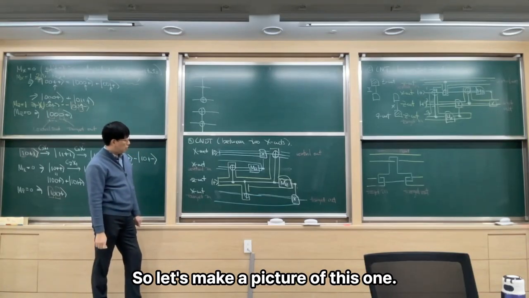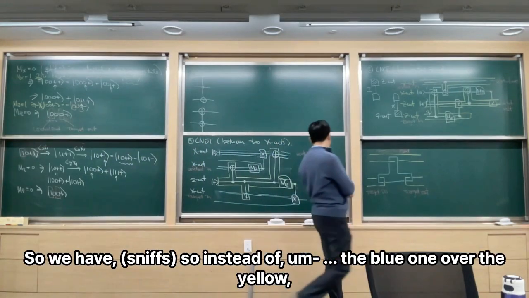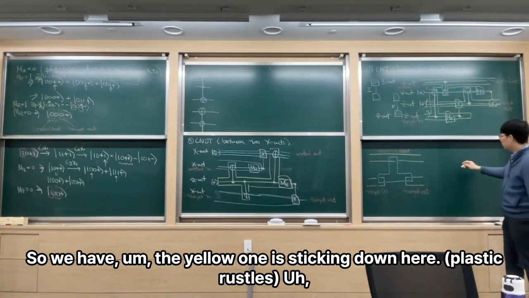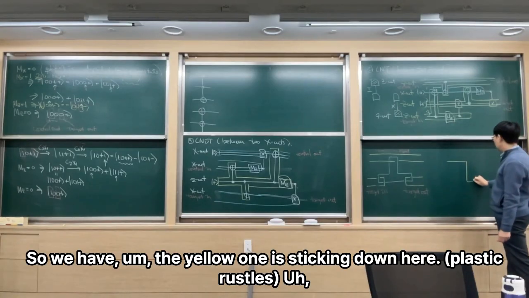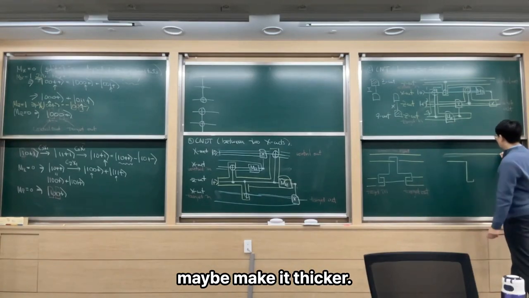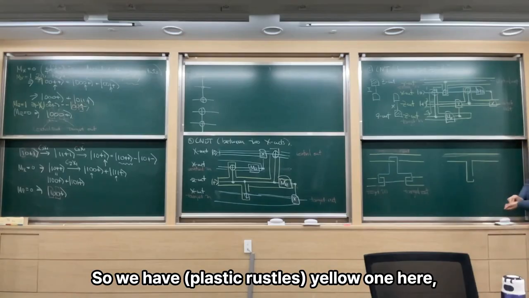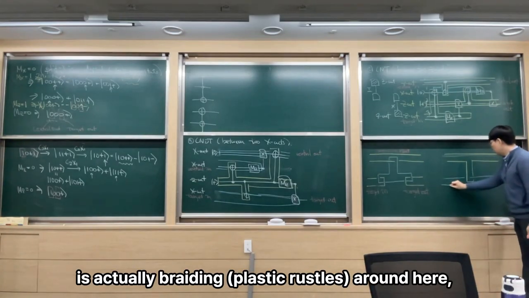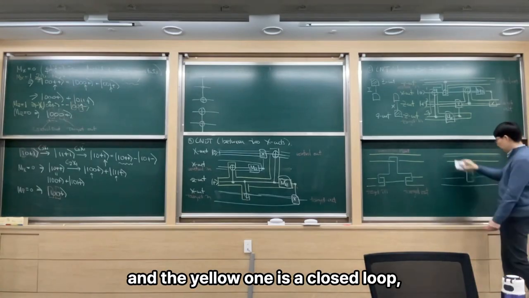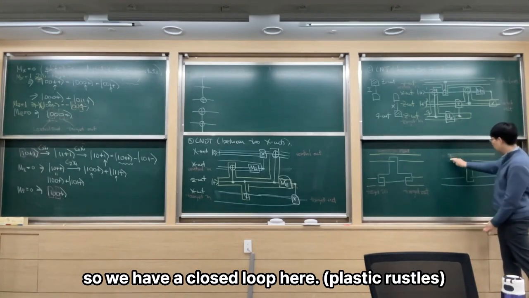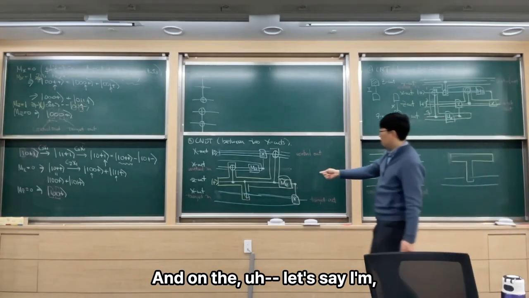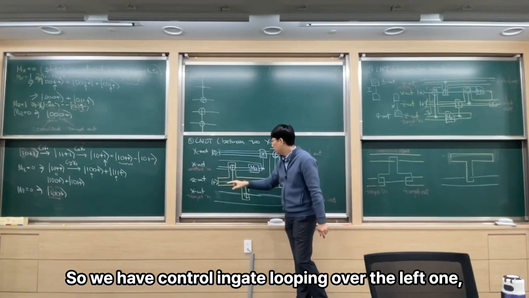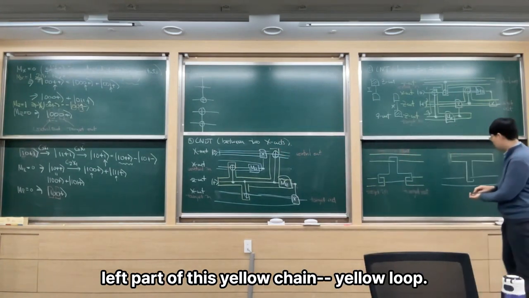So let's make a picture of this one. What does it look like? Instead of the blue one over the yellow, we have a yellow over blue one. The yellow one is sticking down here. Maybe make it thicker. So we have the yellow one here, and the blue one on the bottom is braiding around the yellow, and the yellow one is a closed loop. Let's say I'm shrinking this loop to make a simpler picture. So we have control in looping over the left part of this yellow loop.